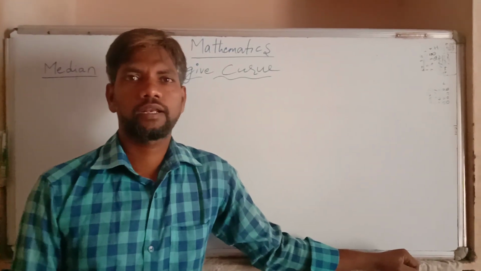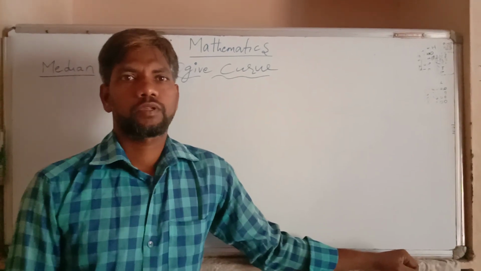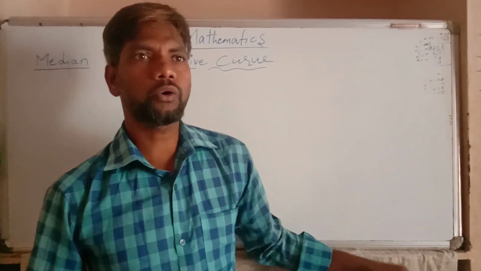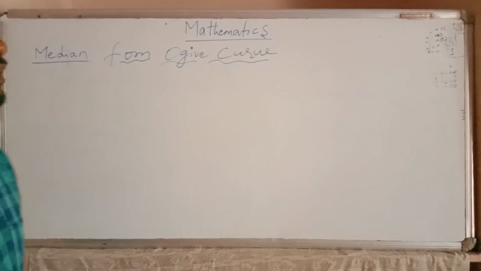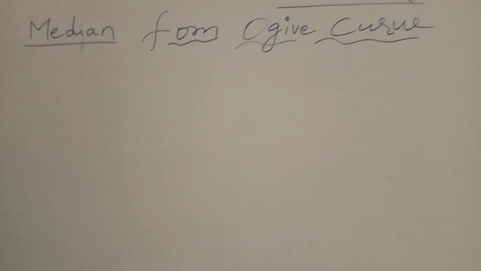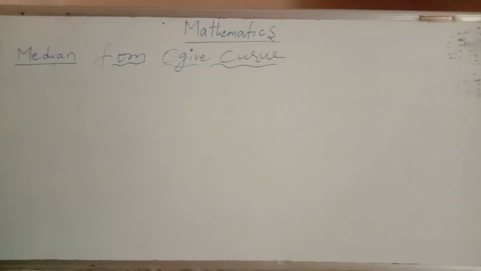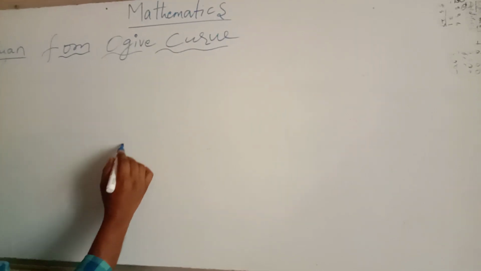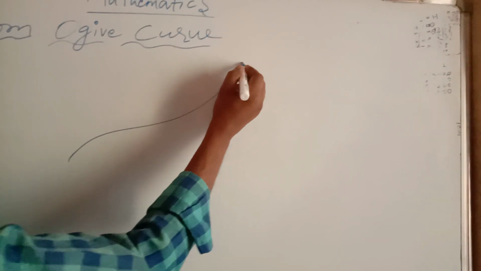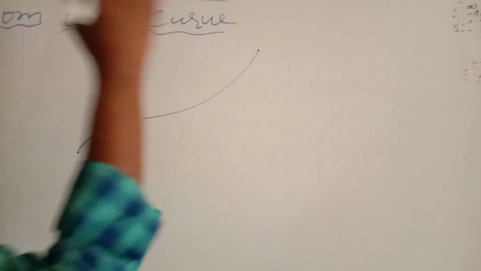Now I'm going to explain a very important topic in statistics, which is finding a median by using the Ogive curve. Actually, what is an Ogive curve? An Ogive curve is nothing but an S-shaped curve with two vertical ends. For example, this is a curve. This is an S-shaped curve which is containing two vertical ends.